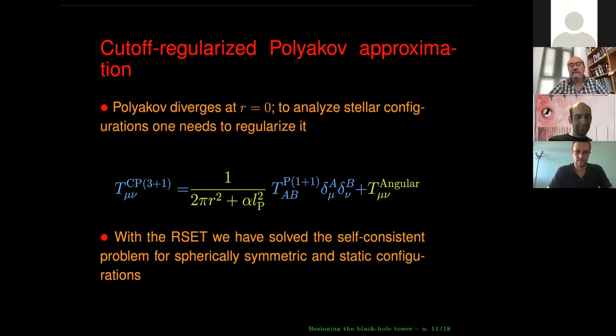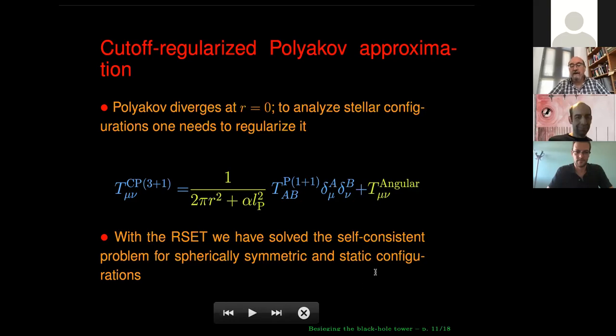The simplest way to do that is to add a cutoff here with this parameter alpha. What we call the regularized Polyakov approximation is precisely that: you add a cutoff to the standard piece, and then you have to add some additional angular components in order to make the entire stress energy tensor conserved.